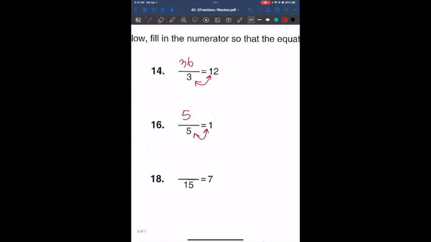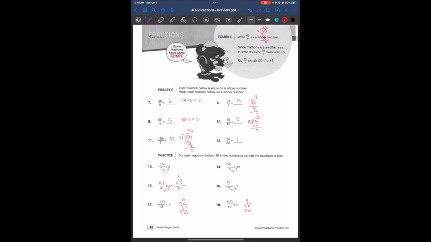And then for 18, we're multiplying 15 and 7. So that's going to give us 105. And so that tells us that 105 divided by 15 equals 7.